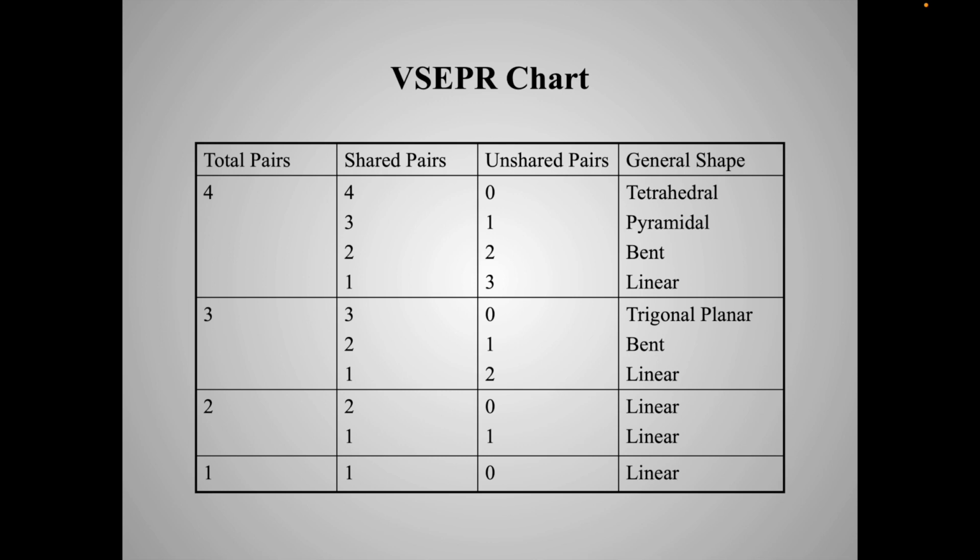So here is a copy of the VSEPR chart, and you will be receiving one of these charts as well. On the left, it tells you how many total pairs of electrons there are in the molecule. The next column is related to how many pairs are shared in bonds, and then the third one is unshared. Based on how many total pairs and how many shared and unshared pairs, it fits into one of the various shapes: linear, bent, trigonal planar, pyramidal, or tetrahedral.